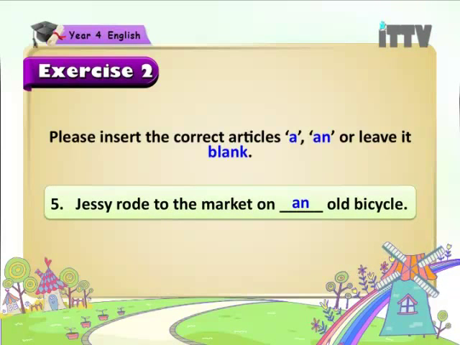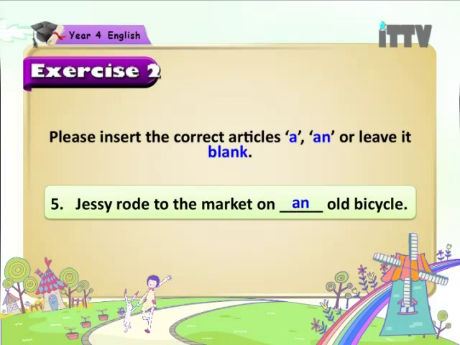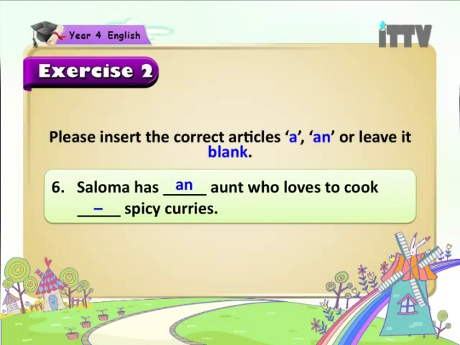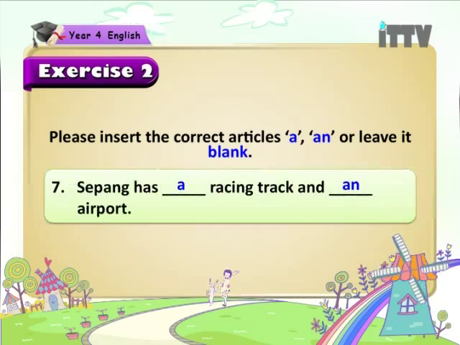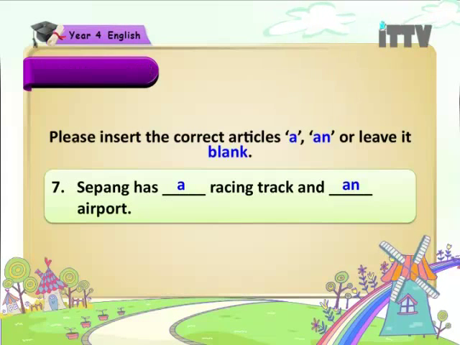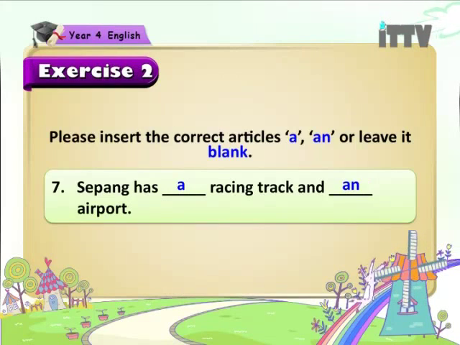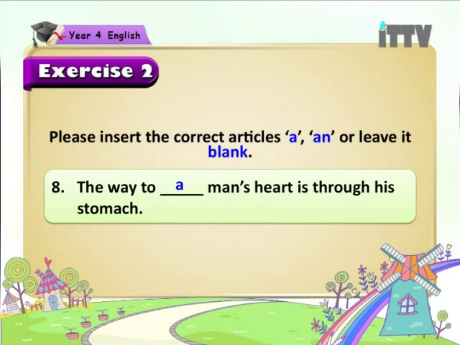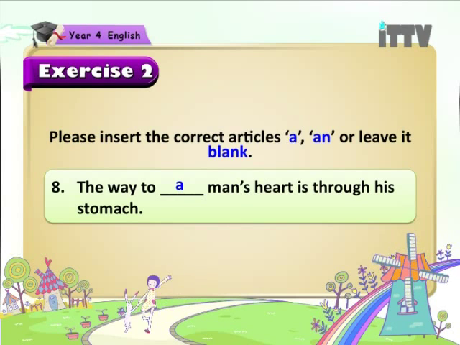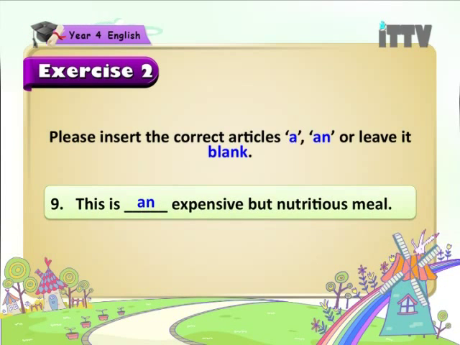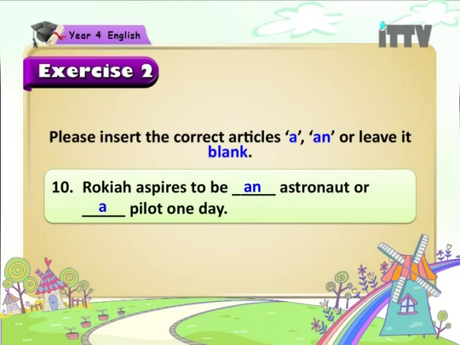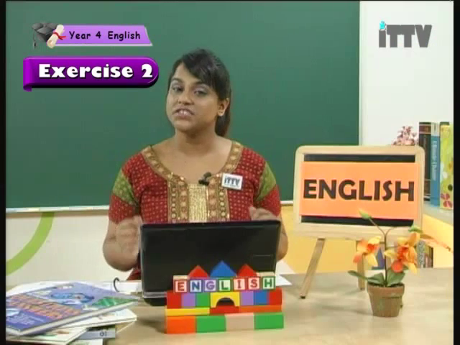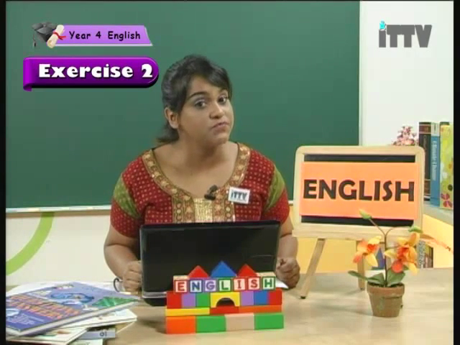Jessie rode to the market on an old bicycle. Saloma has an aunt who loves to cook spicy curries. Sepang has a racing track and an airport. The way to a man's heart is through his stomach. This is an expensive but nutritious meal. Rokia aspires to be an astronaut or a pilot one day. Well, students, how did you do? I'm sure you did really well.